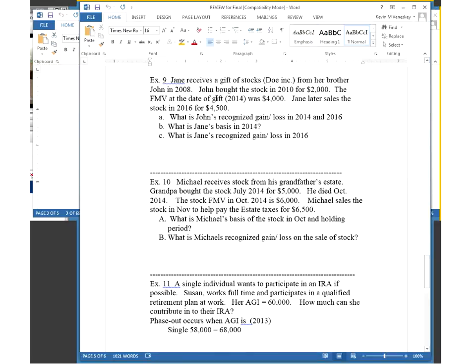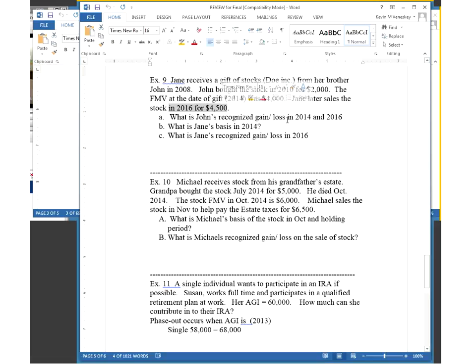Number 9. Jane receives a gift. Let's have another stock example. John bought the stock for $2,000, and now the fair market value, instead of the other one, the fair market value went up. Jane sells it for higher still.